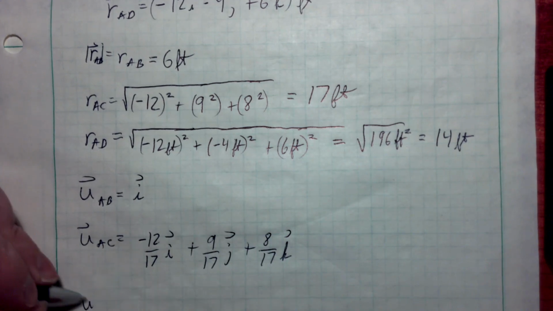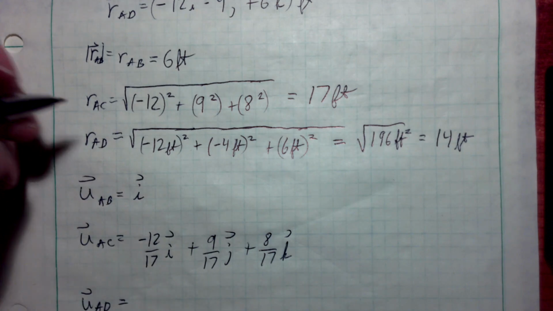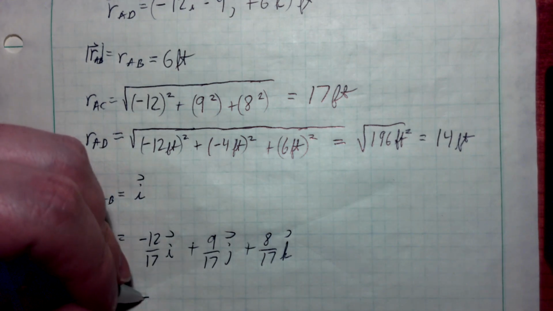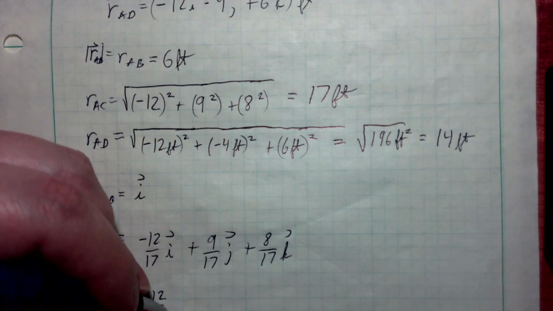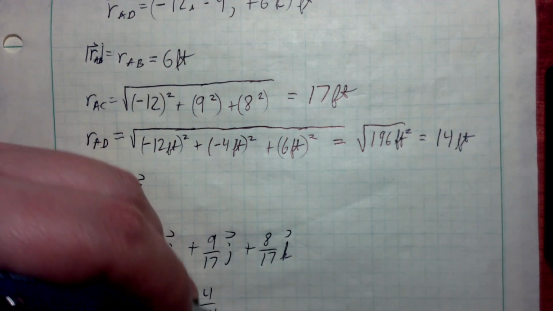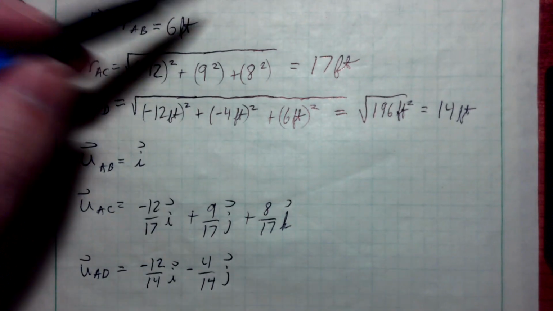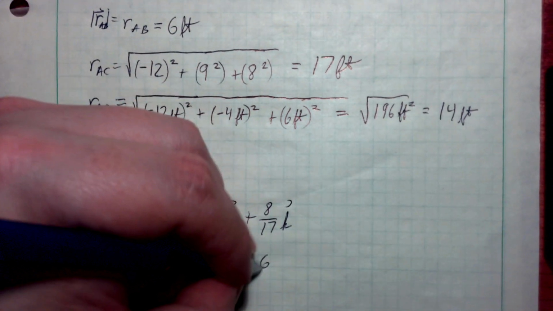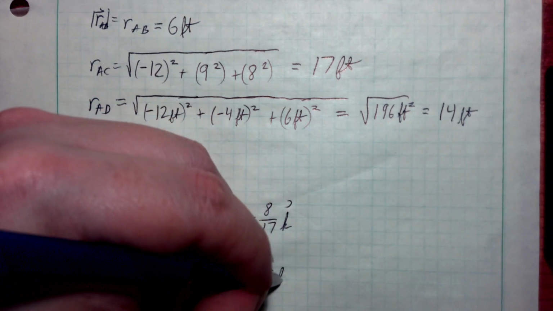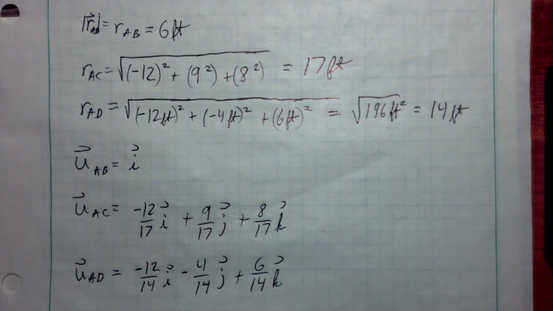Same thing with AD. Go ahead and write it out here. Pause if you would like, and we'll pick up here. AD is minus 12 over 14 in the i, minus 4 over 14 j, plus 6 over 14 k. Feel free to reduce these fractions if you like. Not going to hurt my feelings. I'm probably not going to, but you can. In fact, all 3 of those could be reduced. You could at least pull a 2 out of all of them. All right, so now I've got a unit vector for all 3 of these. We're going to stop there and pick up on the next video and finish this problem.